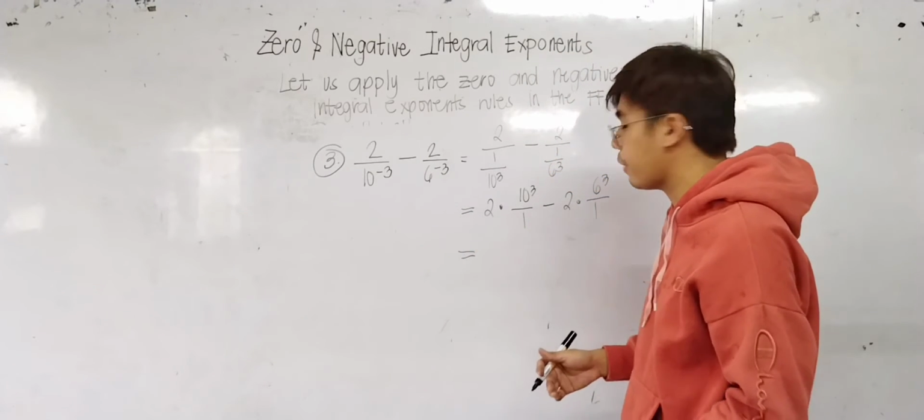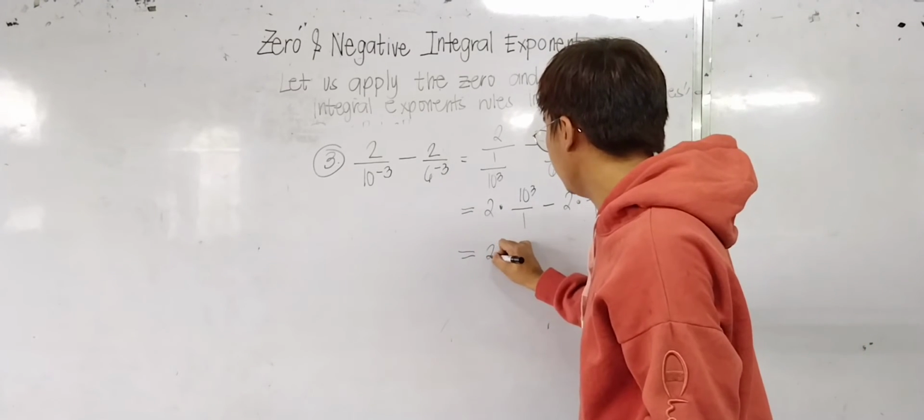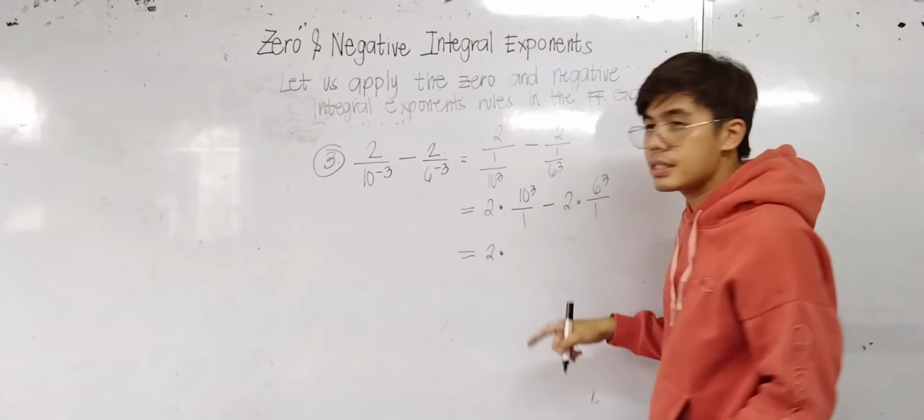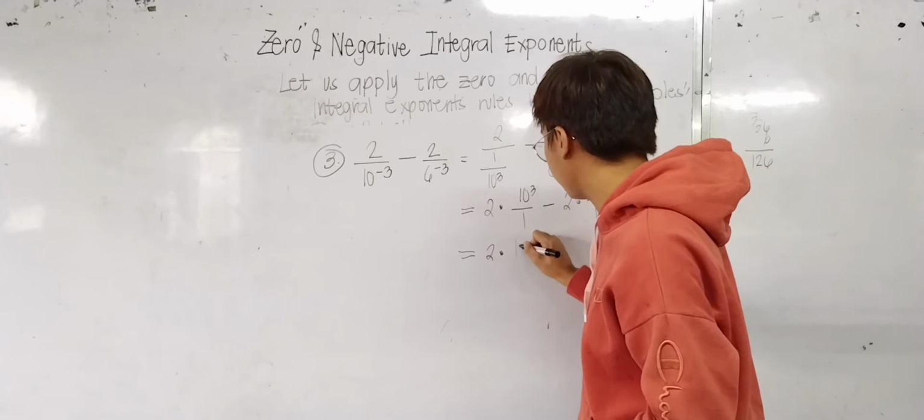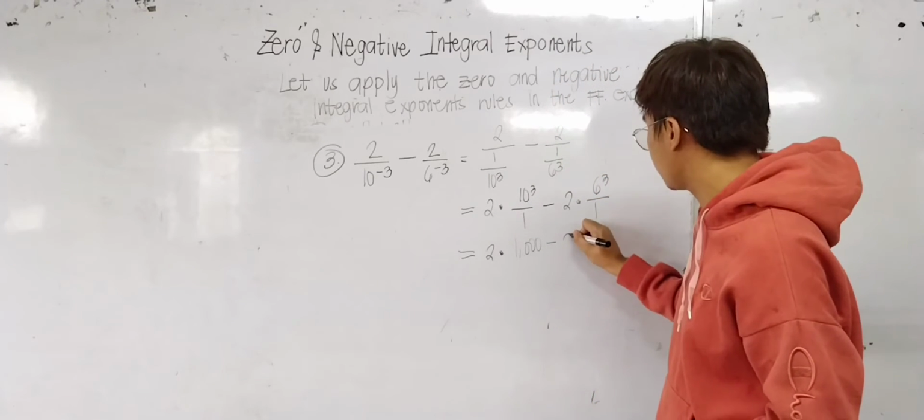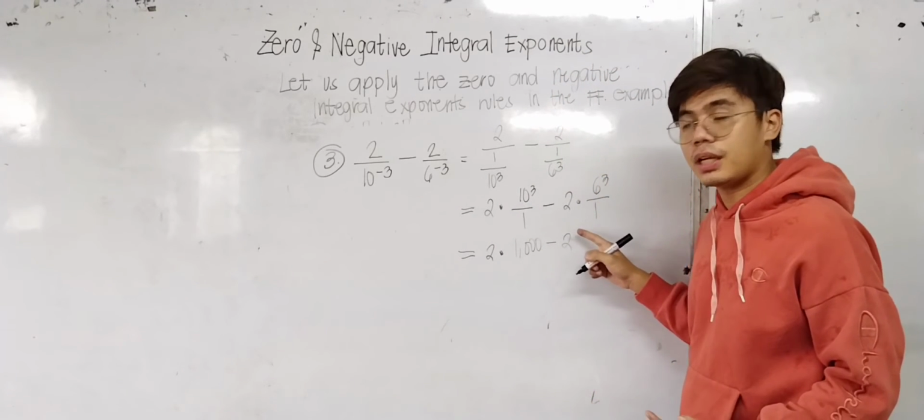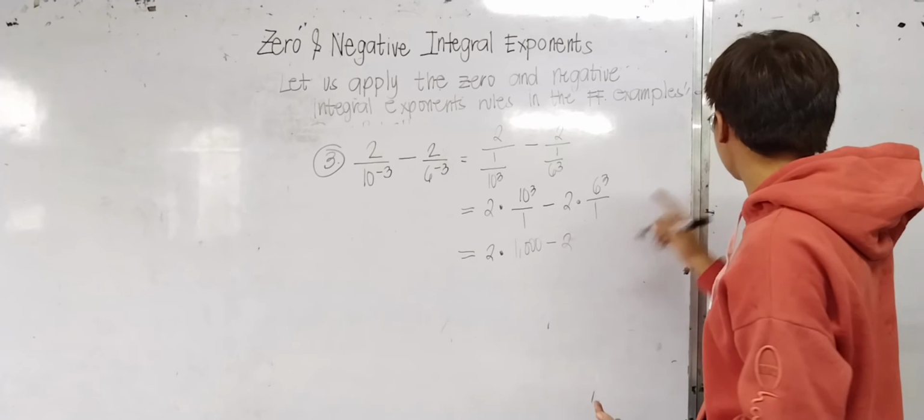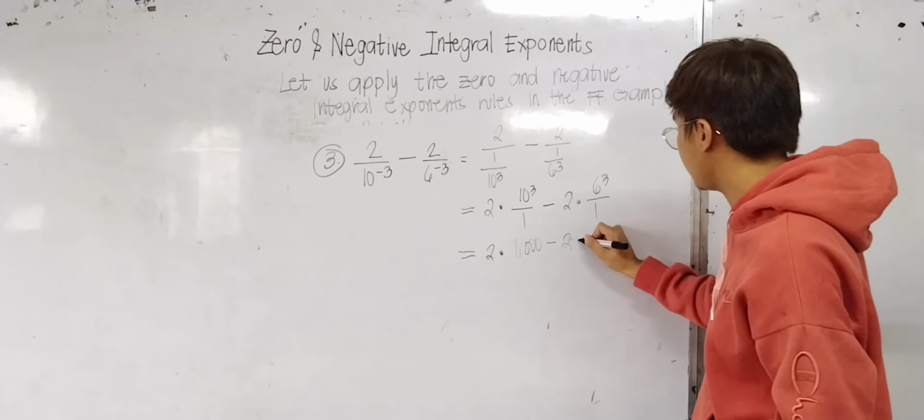Now we need to simplify the given. So we have 2 times 10 raised to 3. 10 times 10 times 10. So we have 1,000. Minus 2 times 6 raised to 3. That is 6 times 6, 36. 36 times 6 is 216.